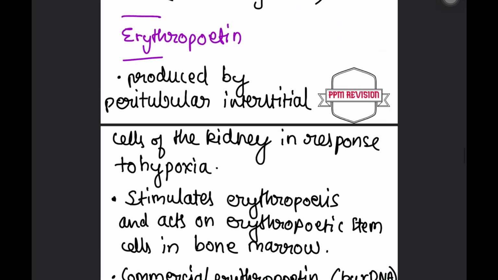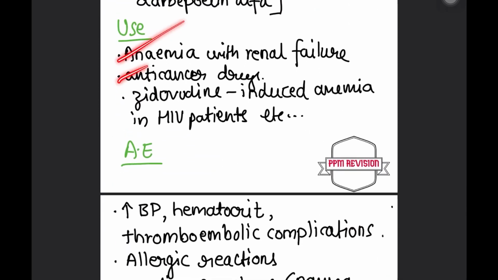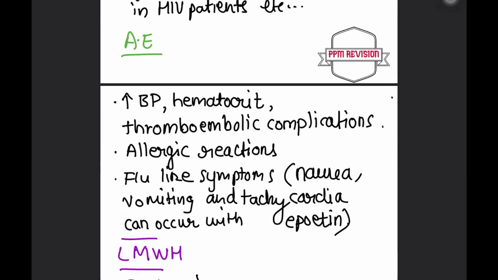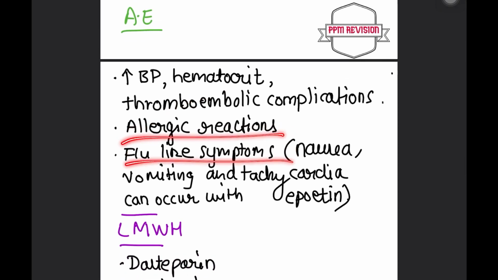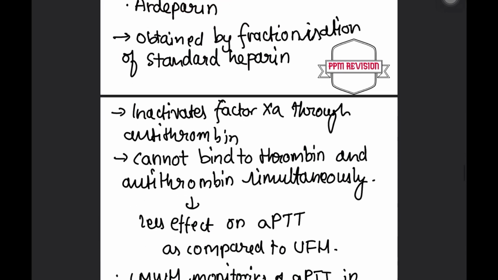Then erythropoietin, produced by peritubular interstitial cells of the kidney in response to hypoxia, important. Then uses: anemia, anti-cancer drugs, and zidovudine-induced anemia in HIV patients. Then adverse effects: flu-like symptoms and allergic reactions, which are common, and it also increases the BP and hematocrit. Then LMWH, you have all the parenterals, that is easy.